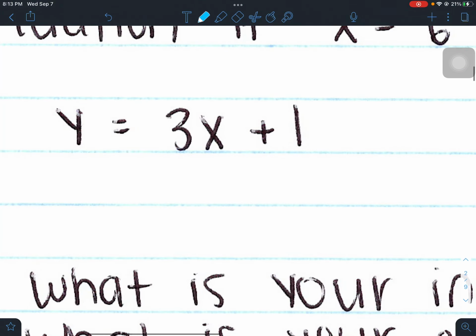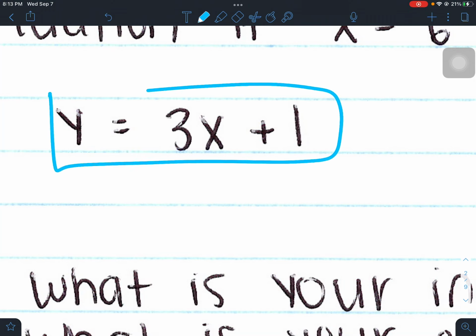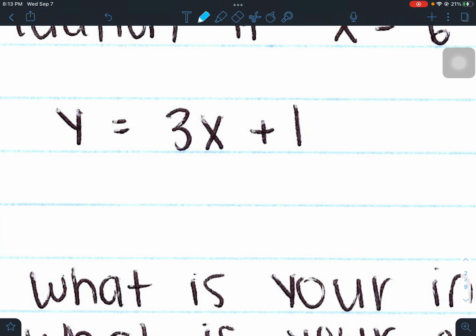Just to remind you from day one, this would be considered a linear function. If I graph this in Desmos or in my graphing calculator, I'm going to get a straight line. Why? Because this is a linear function, and it's a linear function because the highest exponent on your X value here is a 1. If the exponent was a 2 here, then you would have a quadratic. It would make a parabola, a U-shaped graph.